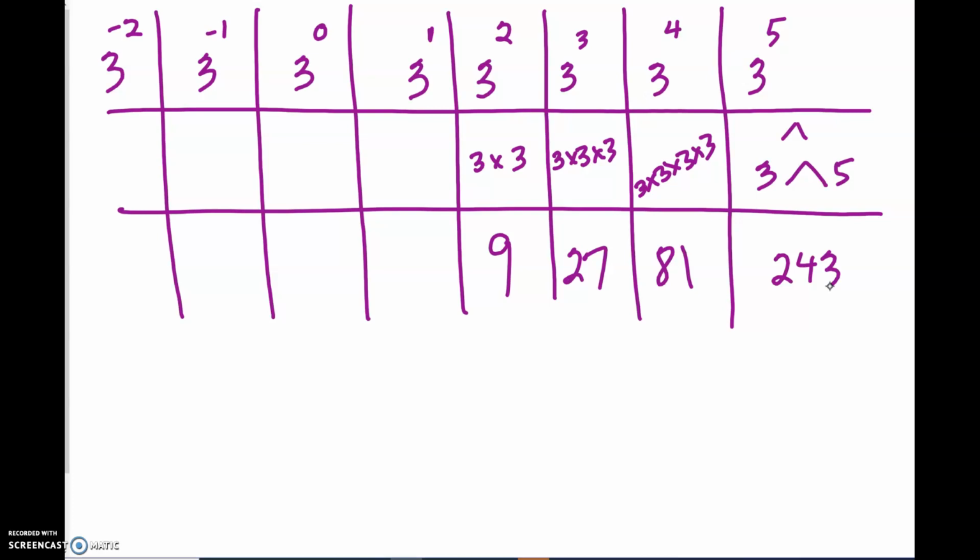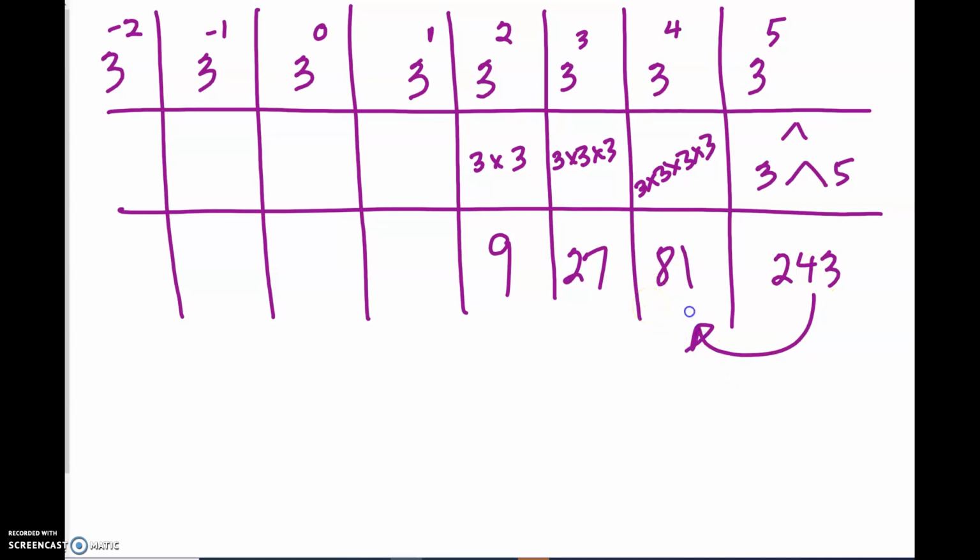All right, so we got our patterns going 5, 4, 3, 2, 1, 0, -1, -2. Let's keep this pattern going here. So if we're at 243 and I want to go to 81, what do we do to 243 to get to 81?